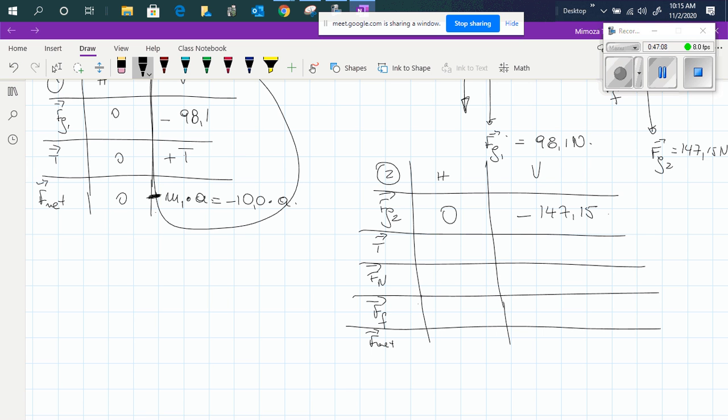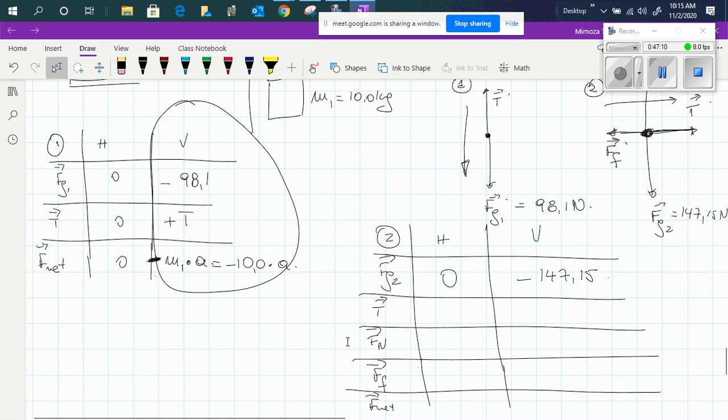Tension in the horizontal, see now what it is? Tension in the horizontal is positive tension, and on the vertical is equal to 0. Force normal in the horizontal is 0, in the vertical is positive force normal. Force of friction in the horizontal is negative force of friction, and in the vertical is 0.